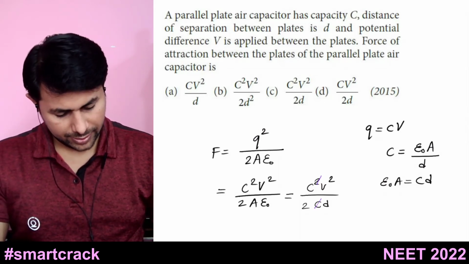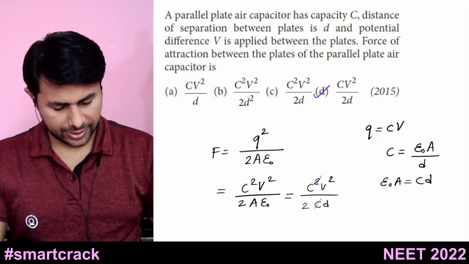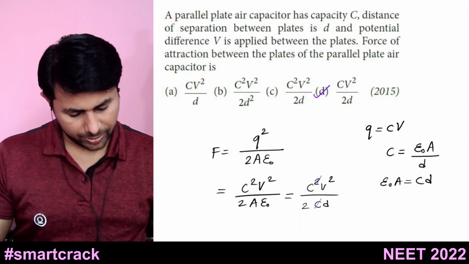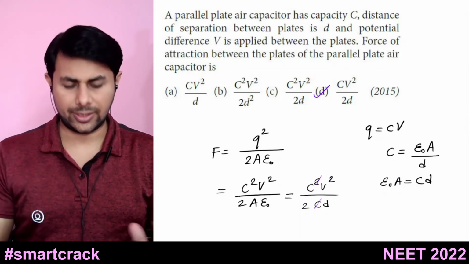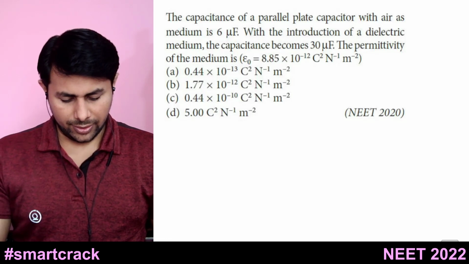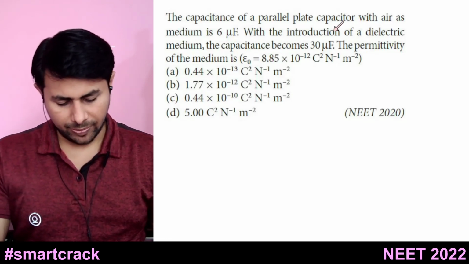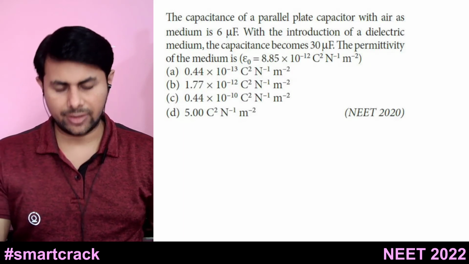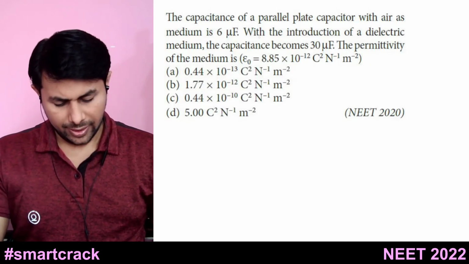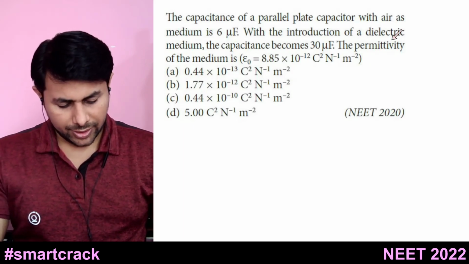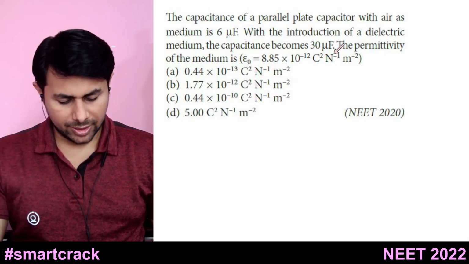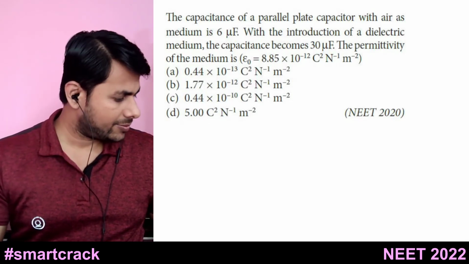Option D is the answer. CV square upon 2D. Okay, very simple. All right, so let's see the next problem. The capacitance of a parallel plate capacitor with air as a medium is 6 microfarad, and with the introduction of a dielectric medium, the capacitance becomes 30 microfarad.